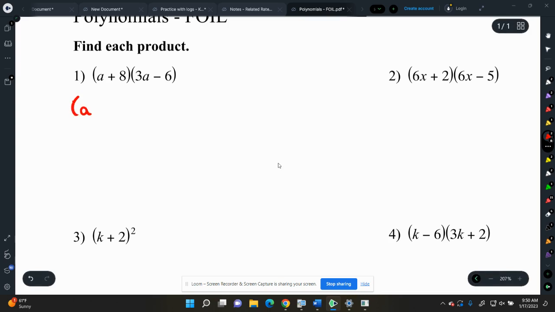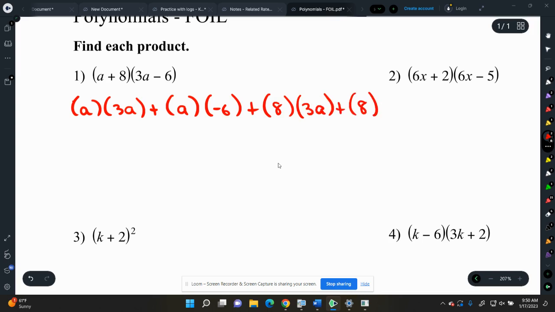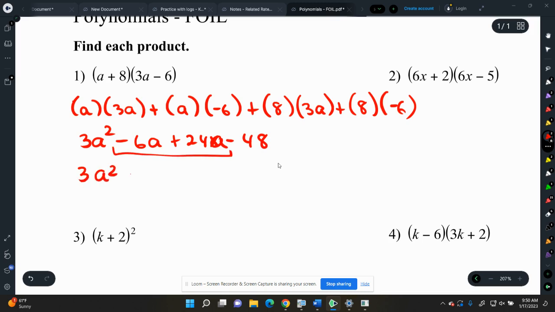8 times 3 plus 8 times -6 plus 8 times 3a plus 8 times -6. Perfect. Okay. All right. When we multiply that out, we get 3a squared minus 6a plus 24a minus 48. So that gives us 3a squared. Now here's our like terms. So we're going to have plus 18a minus 48.